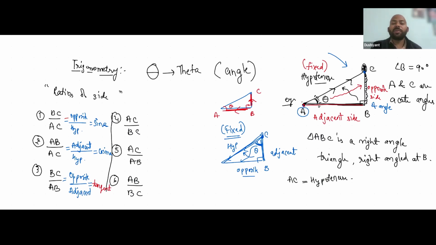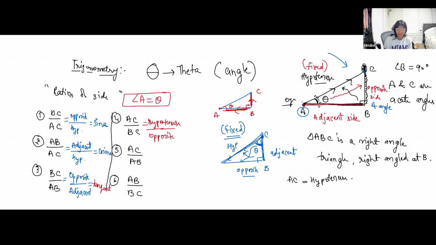Now, what is AB and AC with me? Please tell me. AC is my hypotenuse. What is adjacent? Yes. And BC is going to be my opposite, no? I'm taking along the A only. So A is the theta, right? So angle A is equal to theta. Please keep in mind, I'm taking angle A only. So hypotenuse AC is my hypotenuse over opposite.